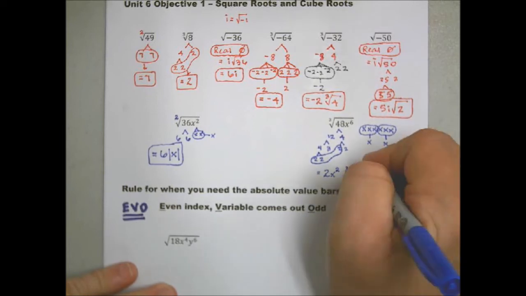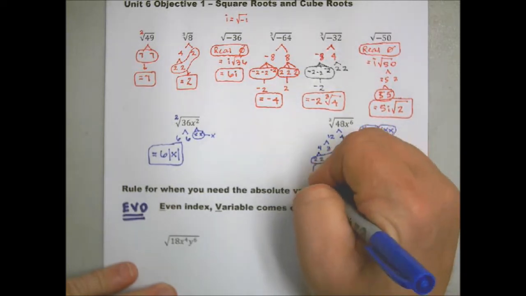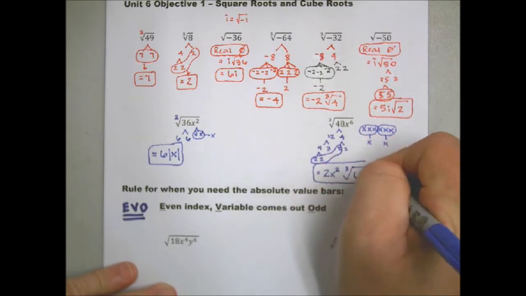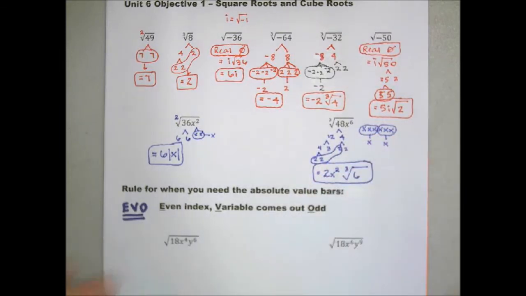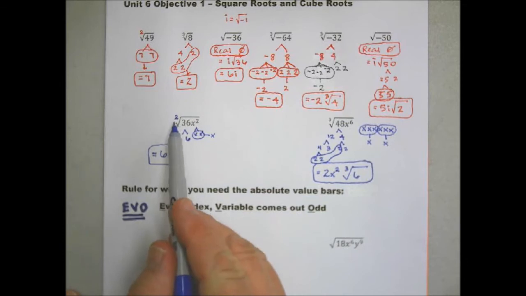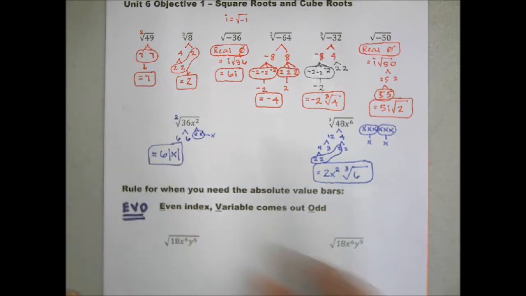So this is the cube root of 6. And I don't need to worry about absolute value bars because a cube root can accept both positive and negative. I don't have to guarantee that it's positive, unlike on a square root or a fourth root. So there is a rule that summarizes all this, and the acronym is EVO, EVO. You only have to worry about the absolute value bars when this exists.